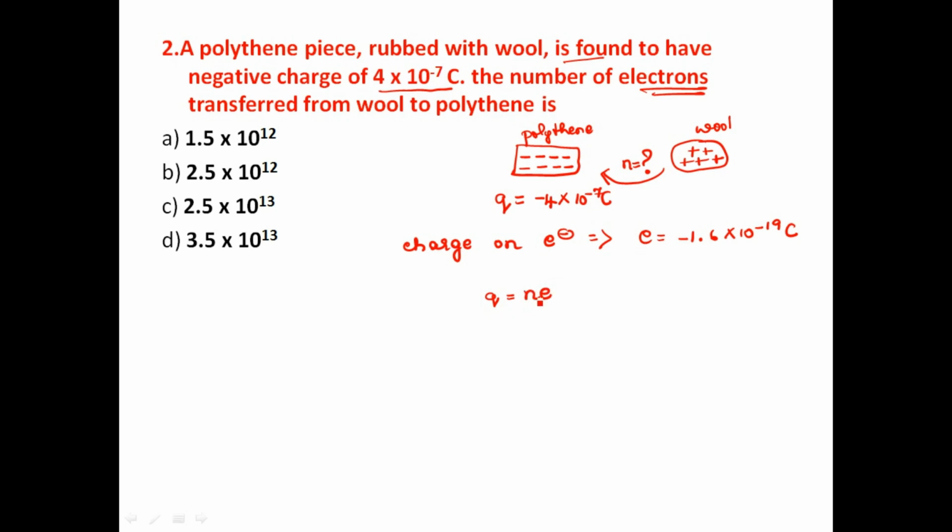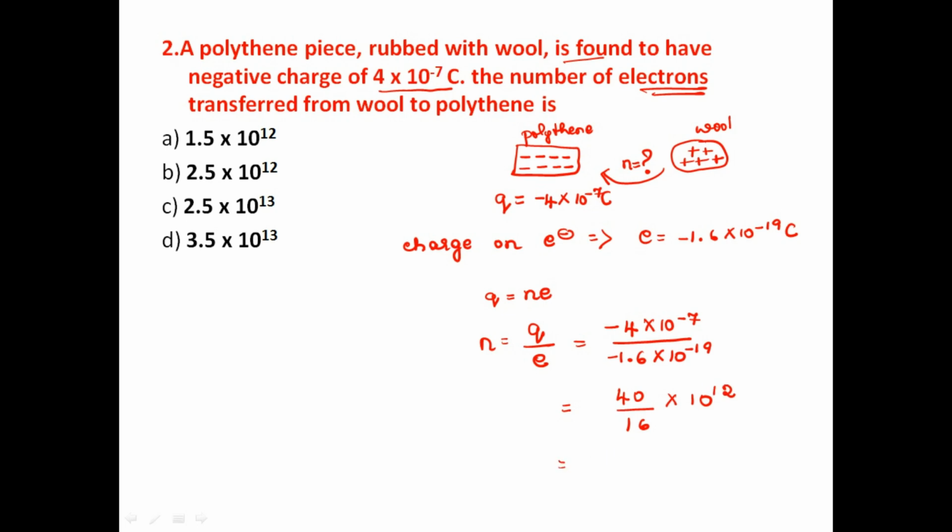We have to find the total number of electrons that got transferred from wool to polythene. It is N is equal to Q by e. Q here is minus 4 into 10 to the power of minus 7. Charge on an electron is 1.6 into 10 to the power of minus 19 coulomb. What answer are we going to get here? Simply I can write this as 40 by 16 into 10 to the power of 12, right?